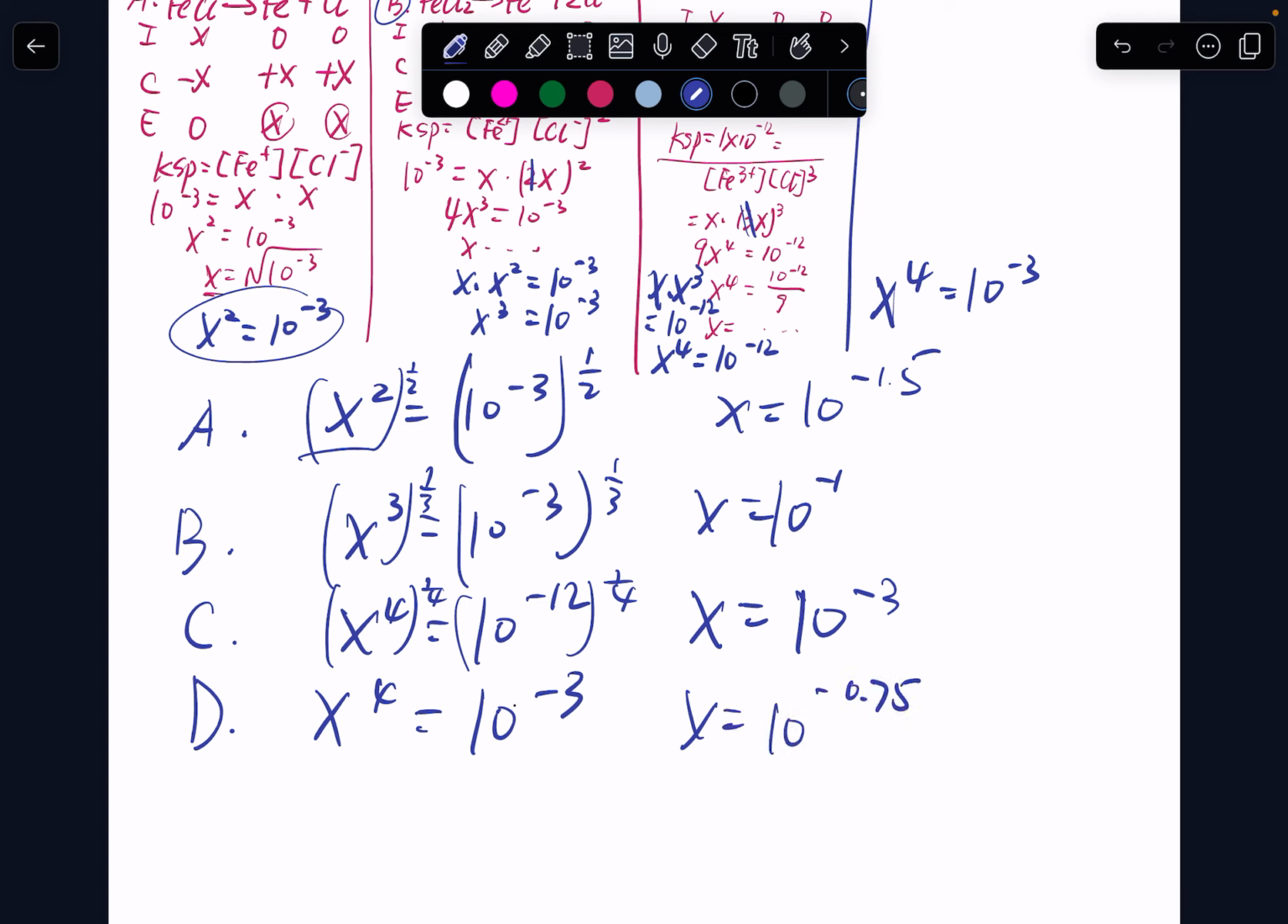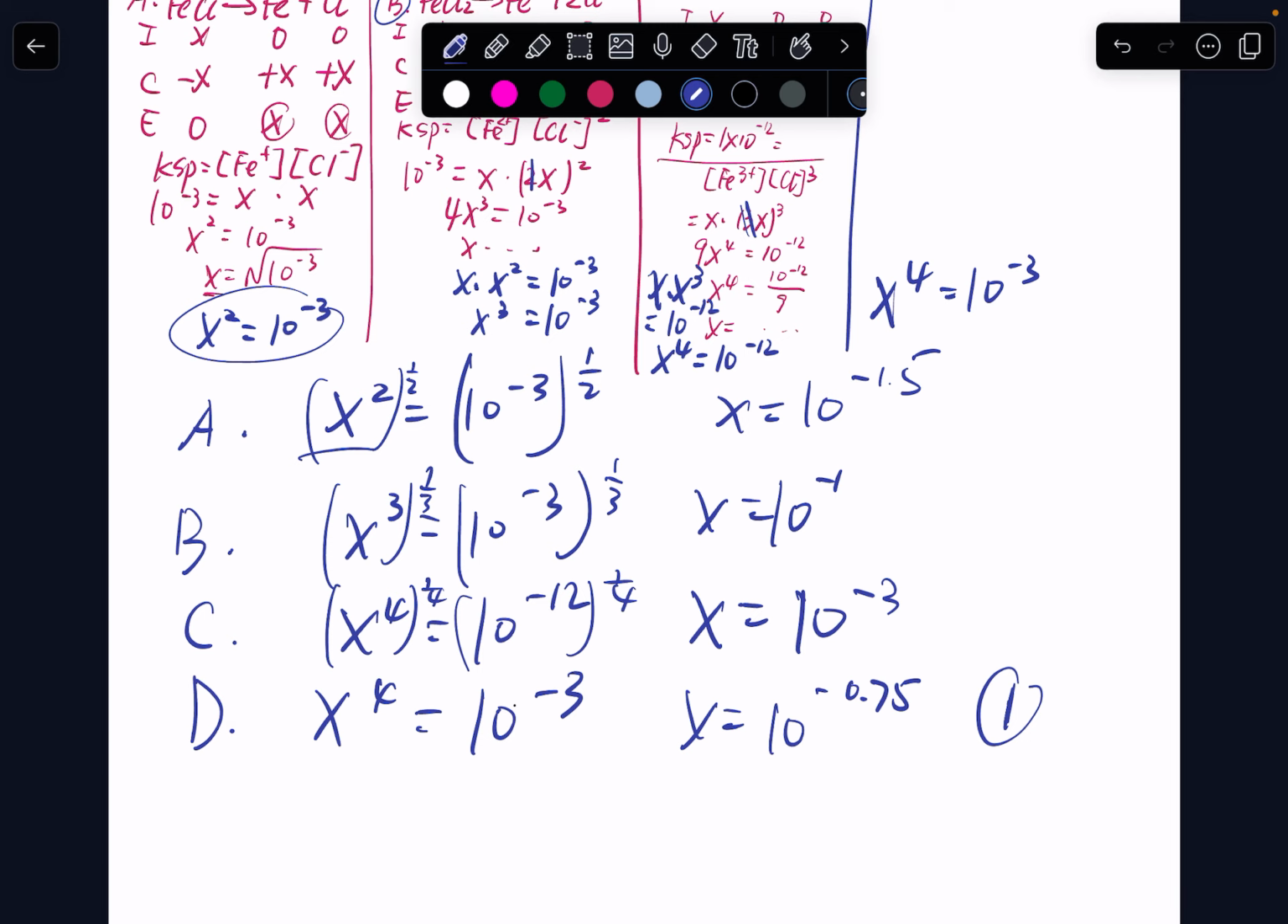All right, so now you can compare, right? Now it's clear that they are all 10 to the whatever, right? Okay, so which number is the biggest, right? This one. This is the biggest number. I mean, negative 1.5 is the smallest number, but negative 0.75 is the biggest number. So 10 raised to the biggest number gives you the biggest x, right?